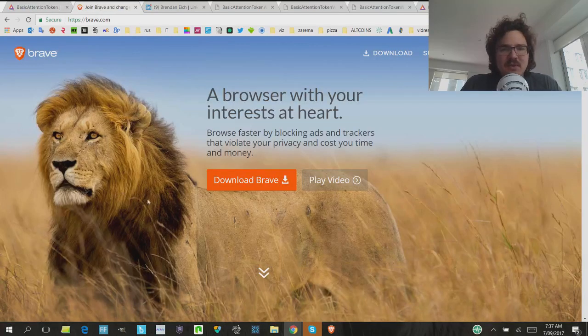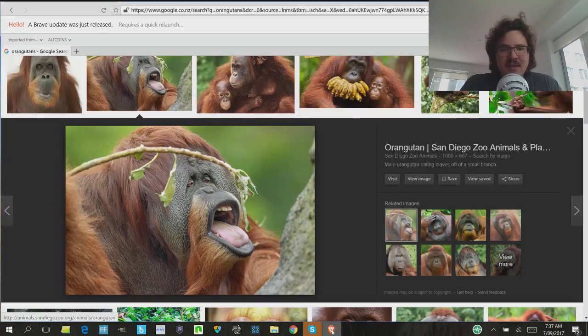You can jump over here and download it. I have downloaded it. It's pretty clean looking. I haven't used it much yet. I am planning on actually using this a lot more. Definitely looking at switching over from Google Chrome. I mean, I don't know. I'll play around with it and see if I like the features enough, but looks pretty good to me so far. There's a picture of an orangutan for you guys. I love orangutans. They're awesome.